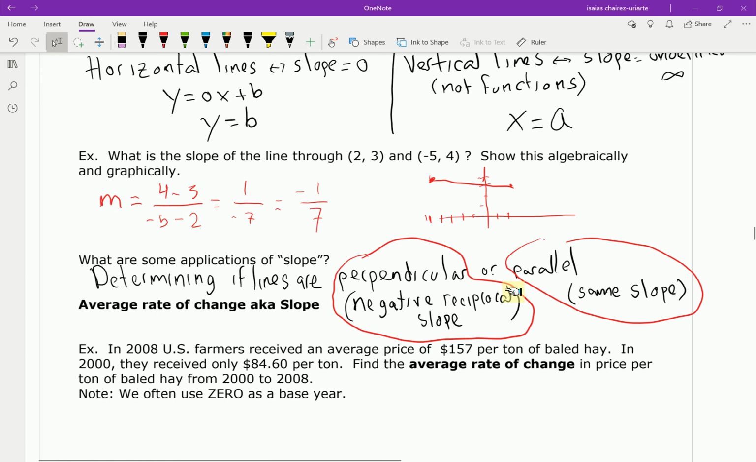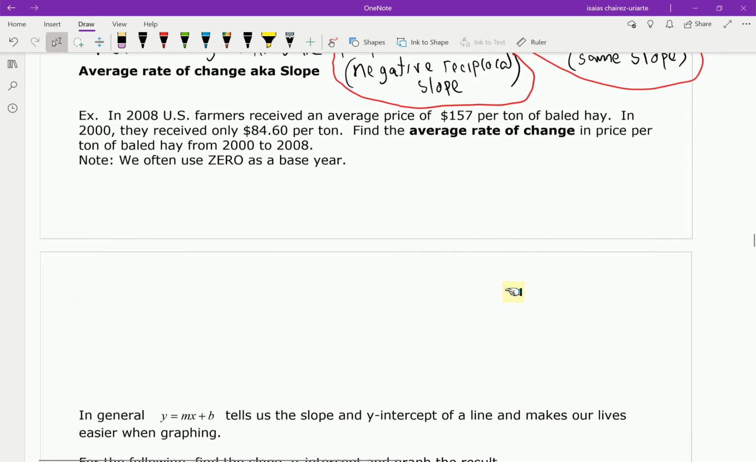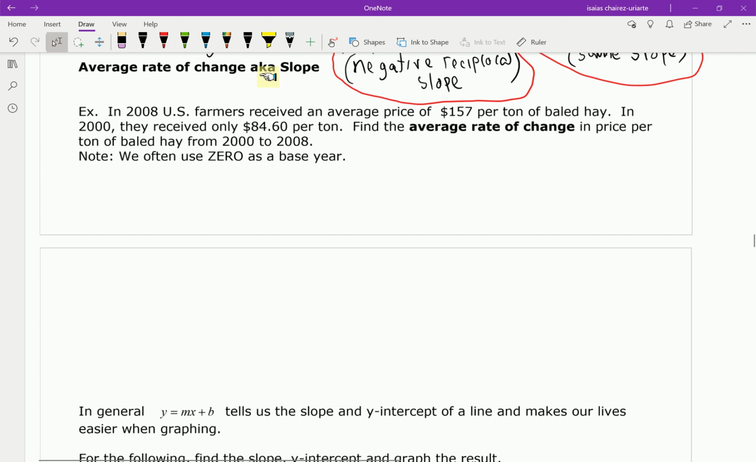All right, let's think about the next example. So in 2008, farmers received an average price of $157 per ton of baled hay. In 2000, they received $84.60 per ton of baled hay. We want to find the average rate of change in price per ton of baled hay from 2000 to 2008. So take a second, try to pause the video and see if you can find this average rate of change. Remember, average rate of change just means slope.